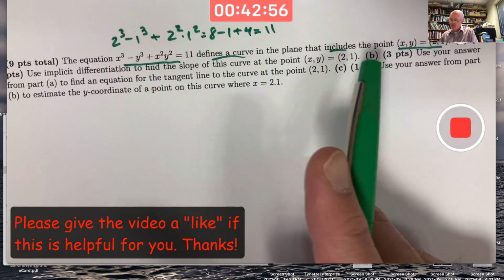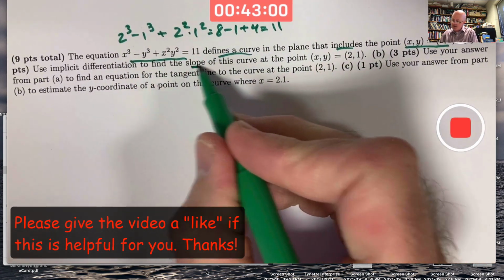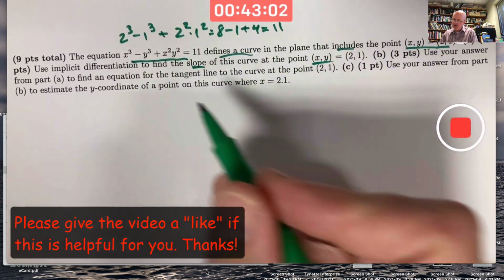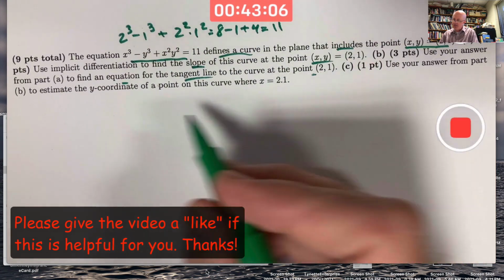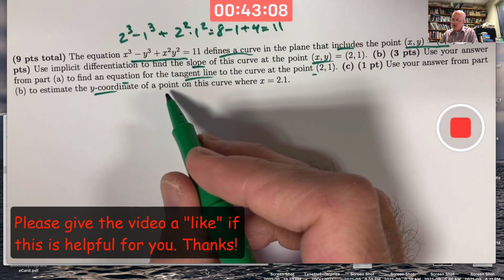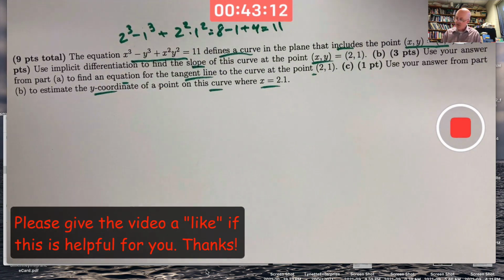But we want to ultimately find the slope of this curve at that point, and then the equation of the tangent line to the curve at that point, and then approximate a y coordinate on the curve when x changes a little bit. Yet another linear approximation.